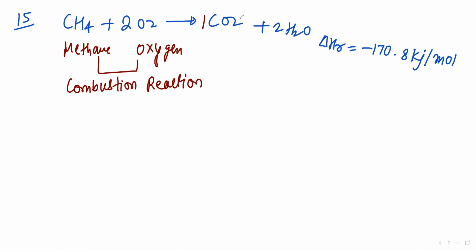I will write the phases also. So methane is in gas form, G means gas. This is also in gas form, this is also in gas form, and H2O is in the liquid state. So they are different physical states, with different coefficients at equilibrium. So I will write the equilibrium constant for this reaction.